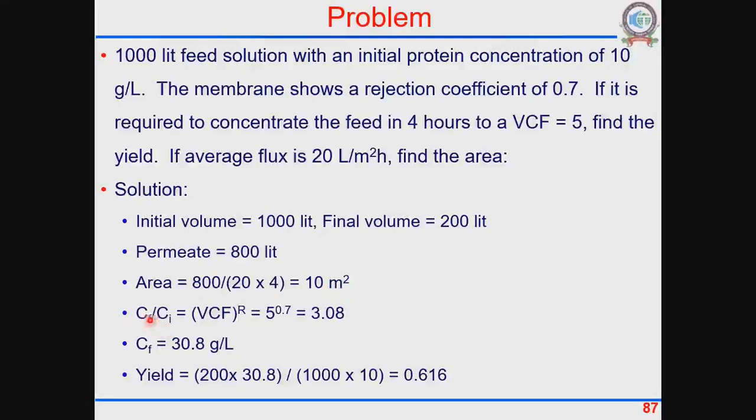Now the final concentration in the batch tank, Cf by Ci would be VCF raised to R. So VCF, that is 5 raised to 0.7, which means 3.08. So final concentration would be 3.08 times the initial concentration. Final concentration would be 30.8 grams per liter. Yield is how much has remained at the end, 200 into 30.8, divided by what was there initially, 1000 multiplied by 10, that's 0.616. So 61% of the solute is retained inside the batch tank. 39% has gone out to the permeate.